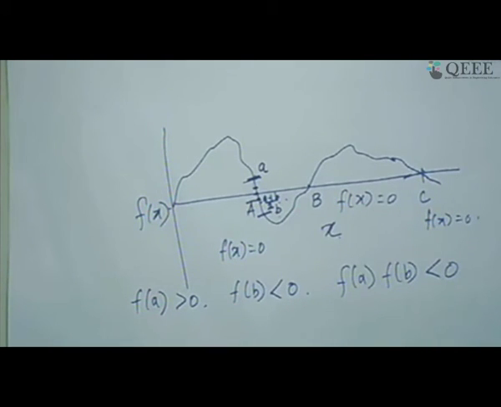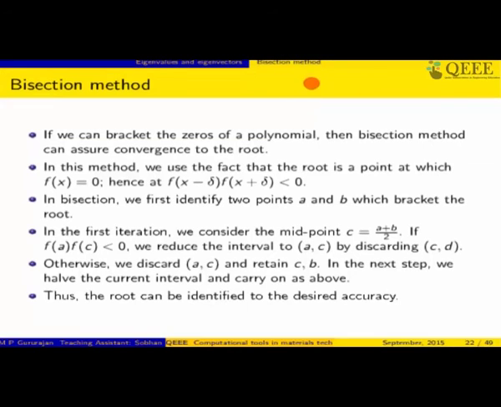Okay. So let's go back to this slide, the bisection method algorithm which is described in the slide. If you can bracket the zeros of a polynomial, then the bisection method will assure convergence to that root. It will not go to any other root, because you are always between those 2 points, and if your root is in between, it will always go there. In this method we use the fact that a root is a point at which f of x is 0, and on either side, f of x minus delta and f of x plus delta have opposite signs, where delta is a small number.